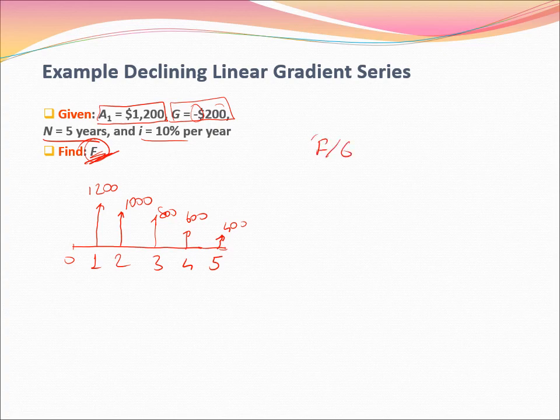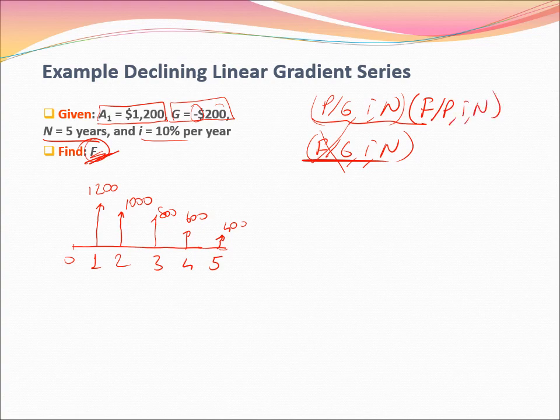F given G, I and N. There is no such a factor. We have P given G, I and N, but there is no factor like this. What's the reason? Because when you have this factor P given G, I and N, you can simply multiply this by F given P, I and N, and this multiplication gives you this factor. So in order to not increase the size of the table, add more columns to this table, they just ignored this one. It is easy and more convenient to find the present or annual values.